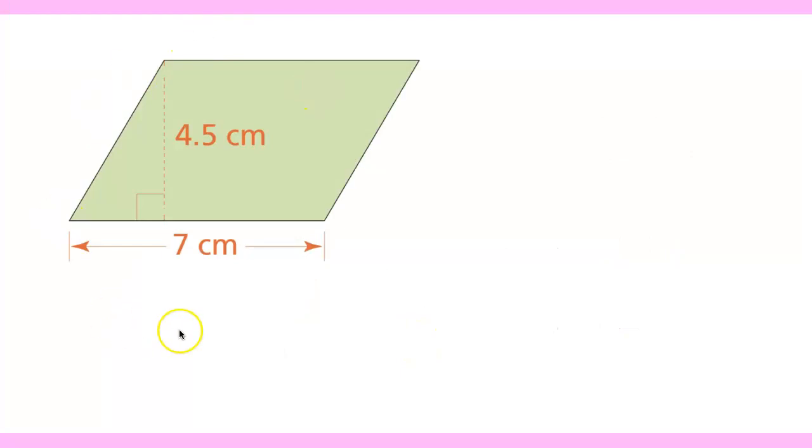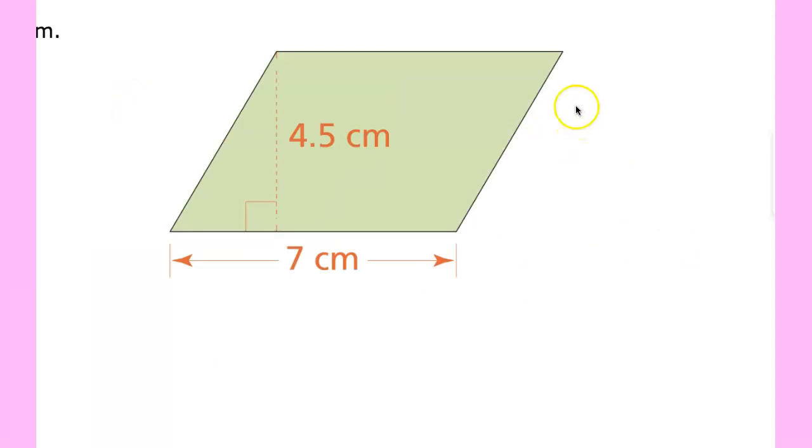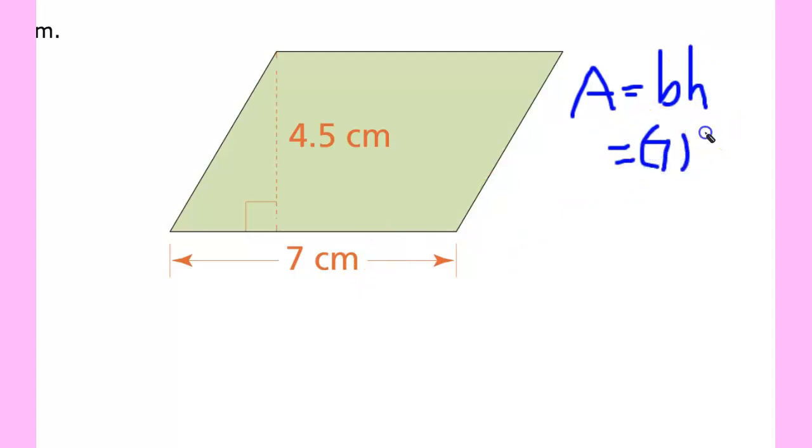We have this shape, a parallelogram, and the base is 7 and the height is 4.5. Using the formula, we can solve this. We can use the formula area equals base times height. We know that the base is 7, so we just use 7 times 4.5.